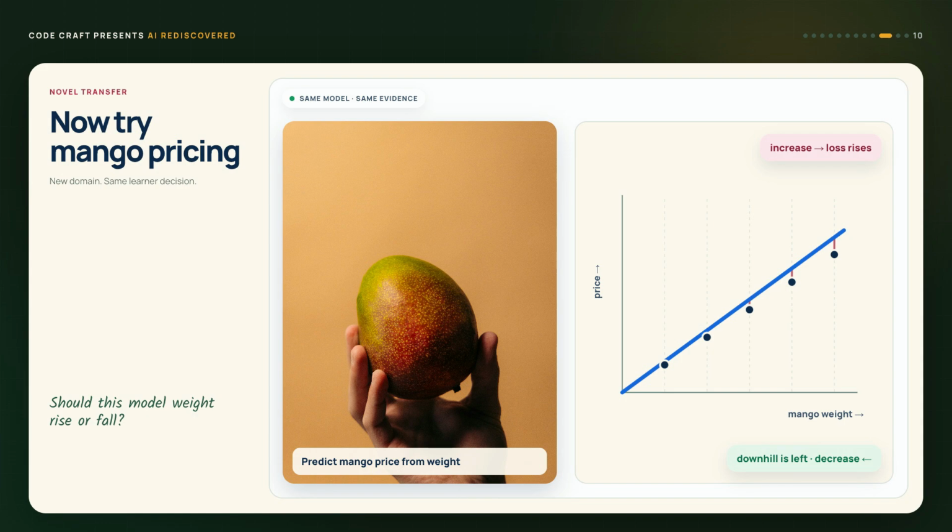Houses and mangoes use different measurements and different prices, but the learning loop survives. Predict, measure the mistake, find which nearby direction lowers it. Take a controlled step, check that loss improved, and repeat.